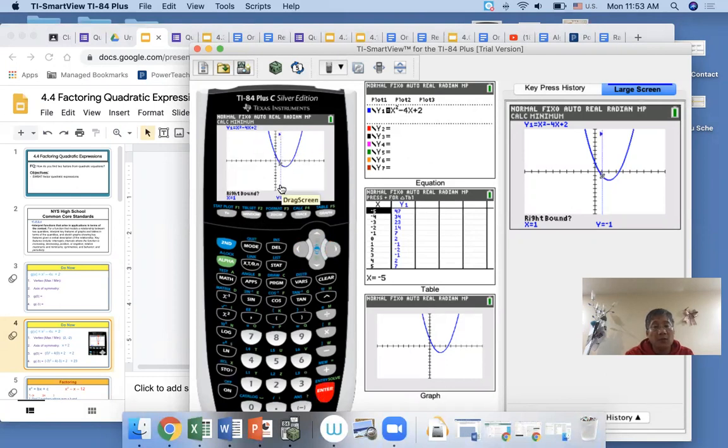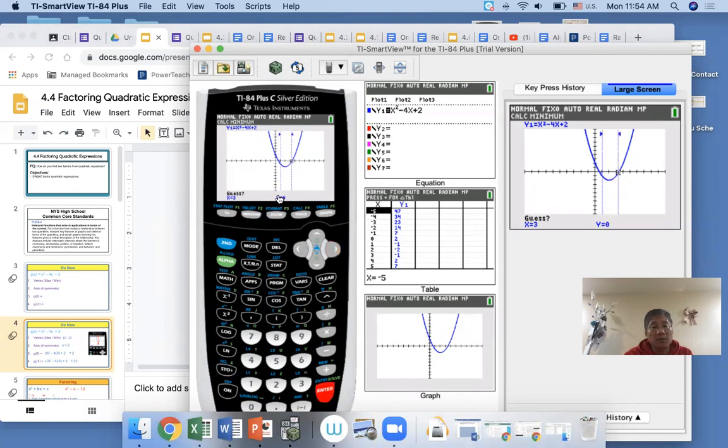Then your calculator will ask you to set the right bound. How do you set the right bound? The cursor must be on the right side of the vertex, right? So you move the cursor by clicking the arrow to the right side. Keep going, enough. It looks like you already passed the vertex, right? That's good enough. If you want more, no problem. And then enter.